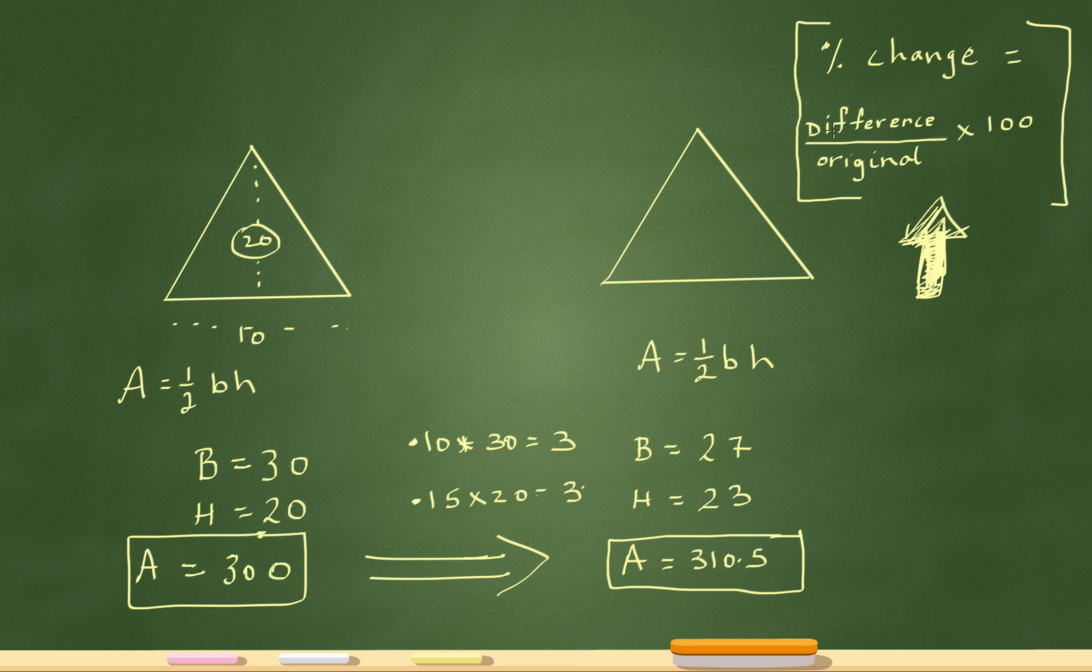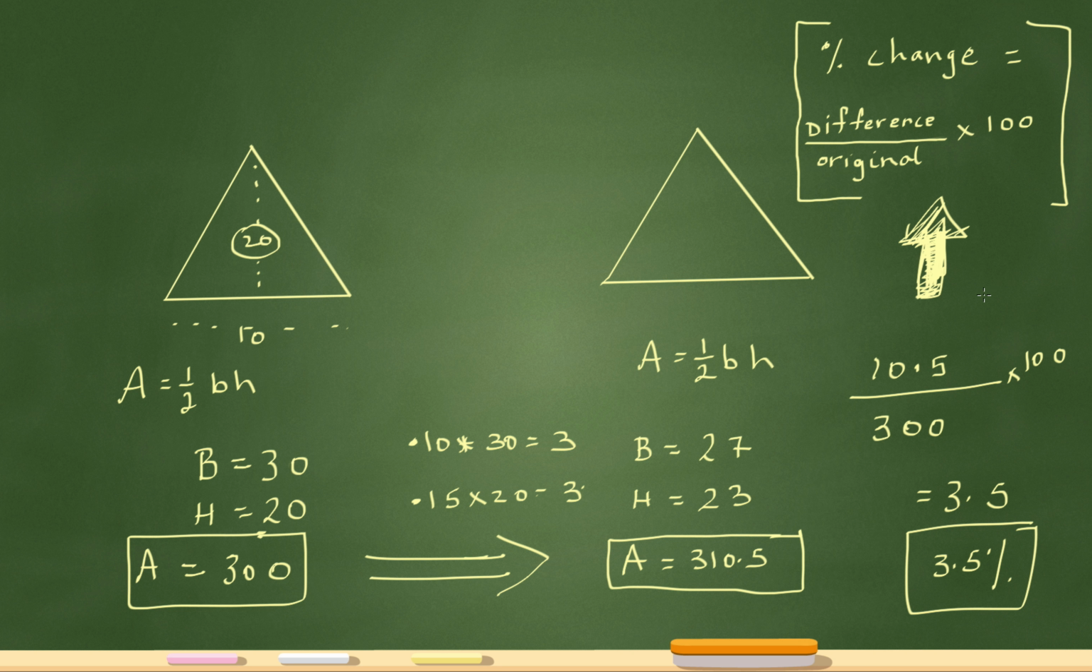So the numerator needs to be the difference. The difference here will be 310.5 minus 300, which will just be 10.5. And the denominator is the original, and the original is 300. And you have to multiply that by 100. So on our calculators, let's do 10.5 divided by 300, and then times that by 100, and that should give you 3.5. So we know that the area of this triangle is increasing by 3.5%, which is answer choice A.